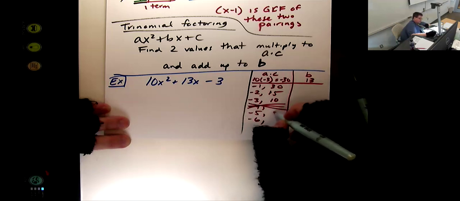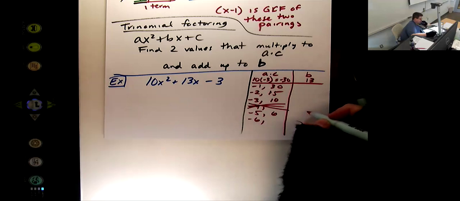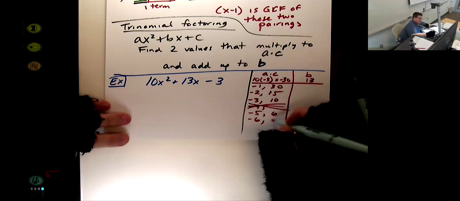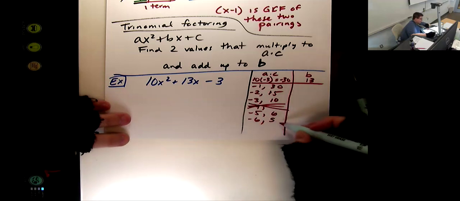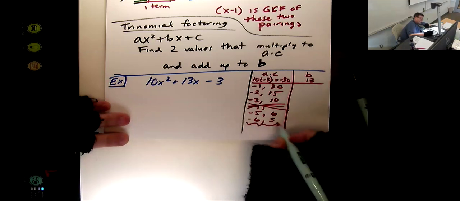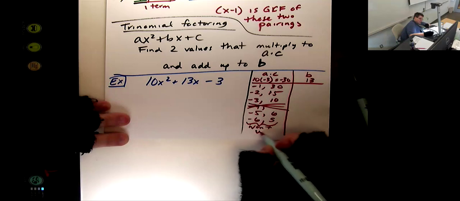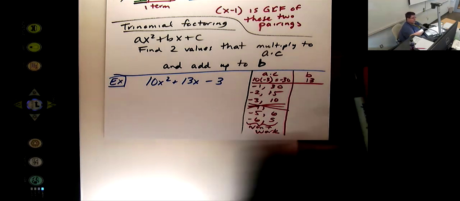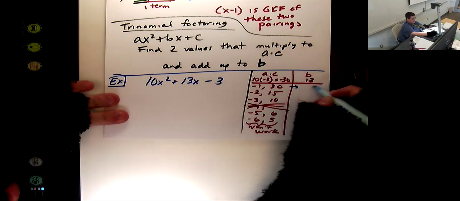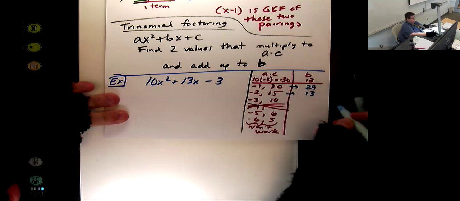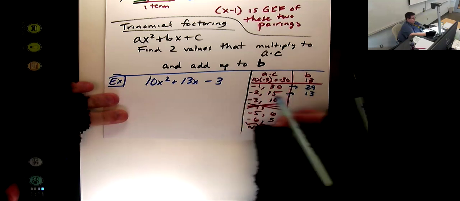So -5 times 6. And I get to -6 times 5. And now the bigger number is the negative number. And this one doesn't work. This one won't work, because it's going to have a negative number. Now, if you add these two numbers up, this is 29. This is 13. This is actually the one we're looking for.